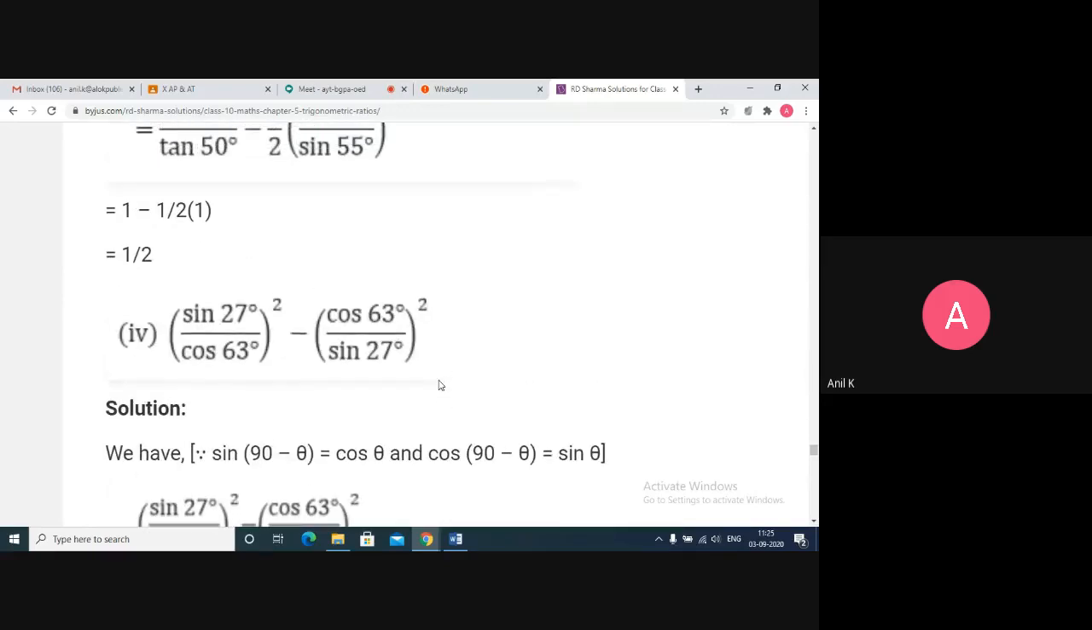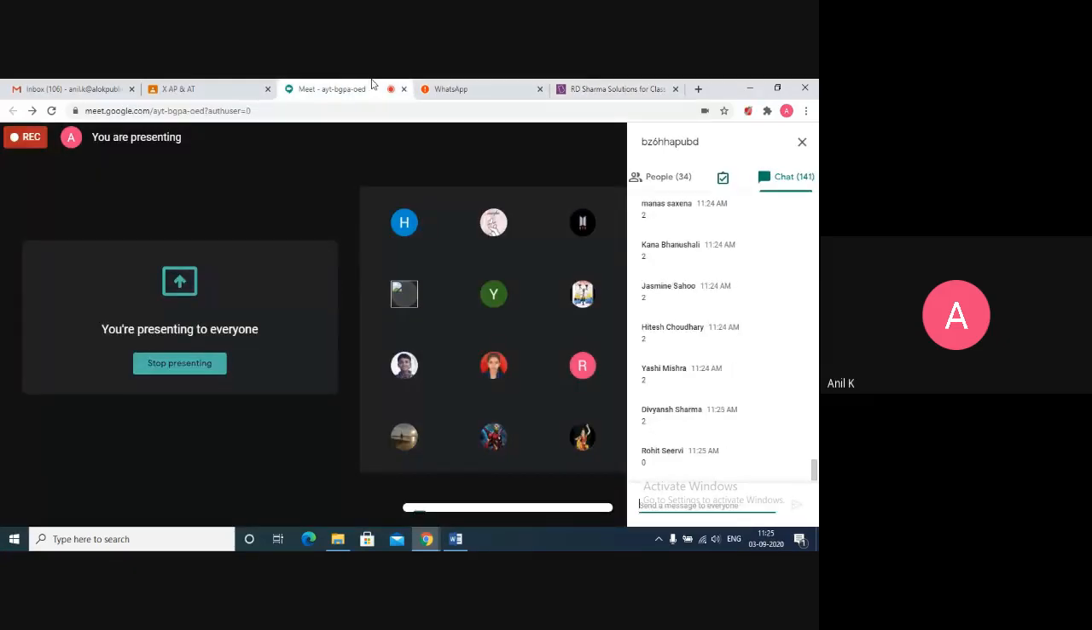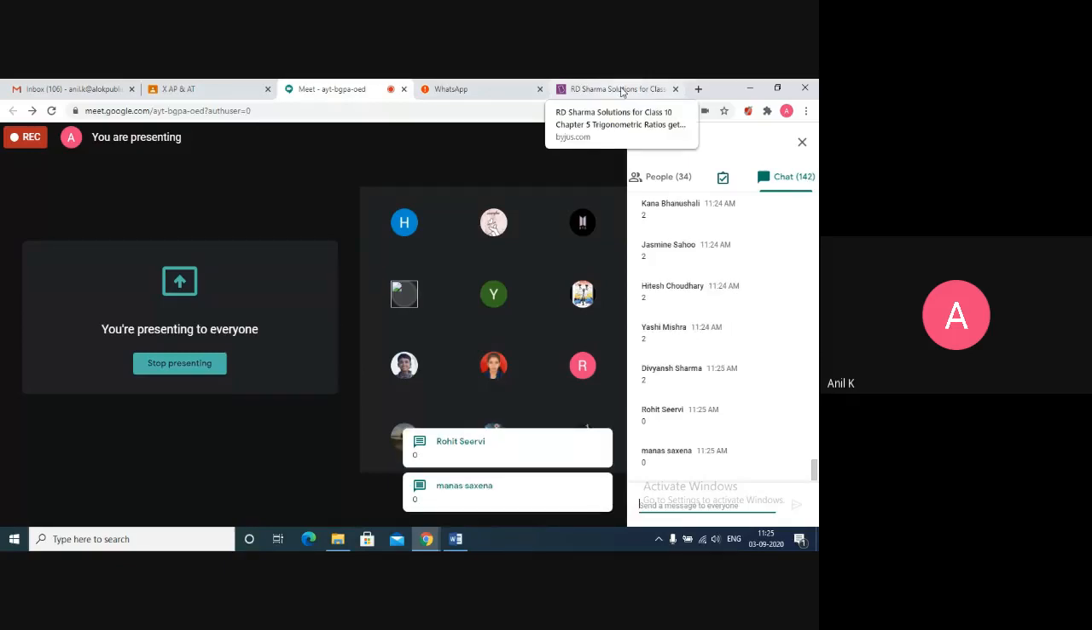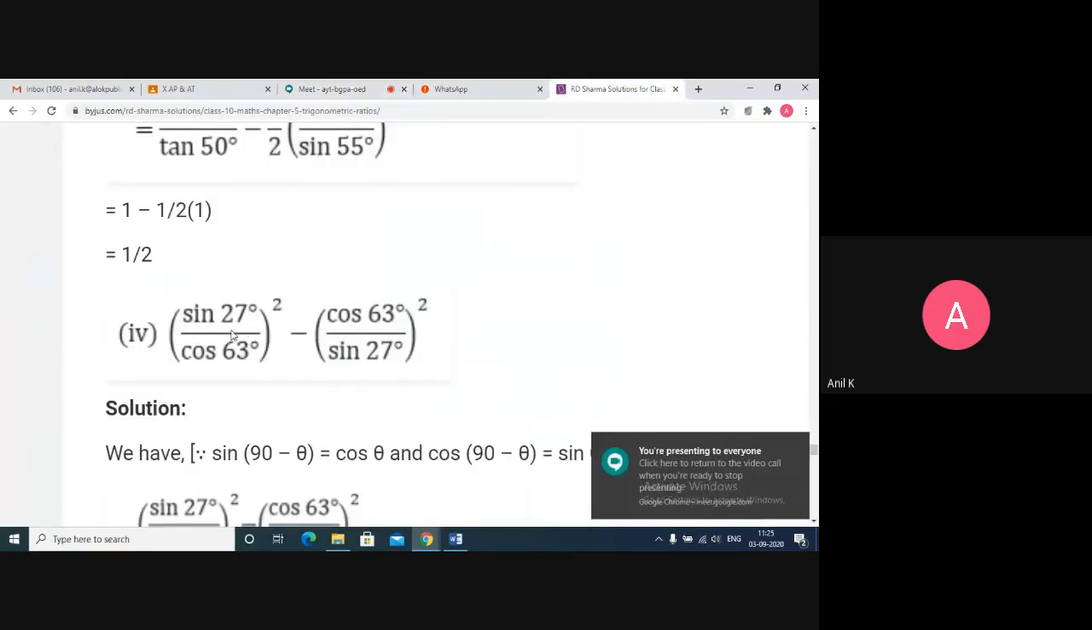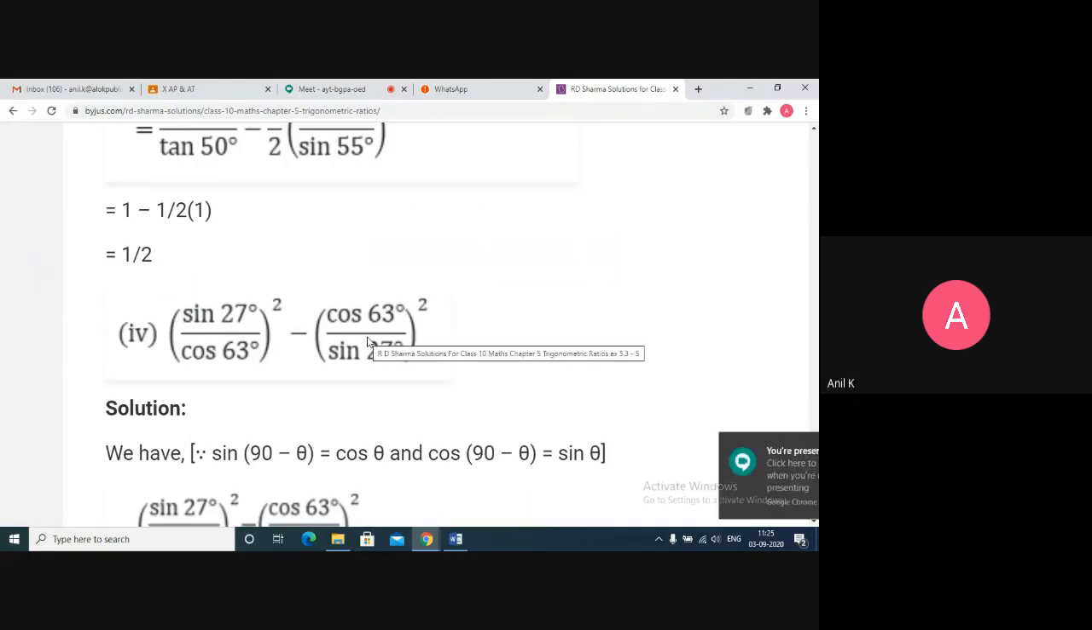What about this fourth question? Sin 27 upon cos 63, cos 63 upon sin 27. Squares are there. Yeah, the fourth question answer is 0. 1 minus 1, 0. Because 27 plus 63 is going to be 90. Okay. So same formulas we use, complementary angle formulas.